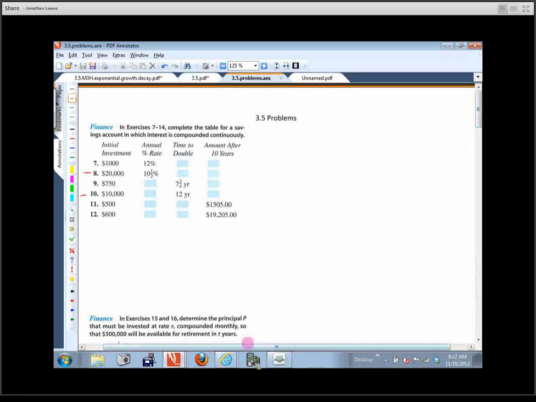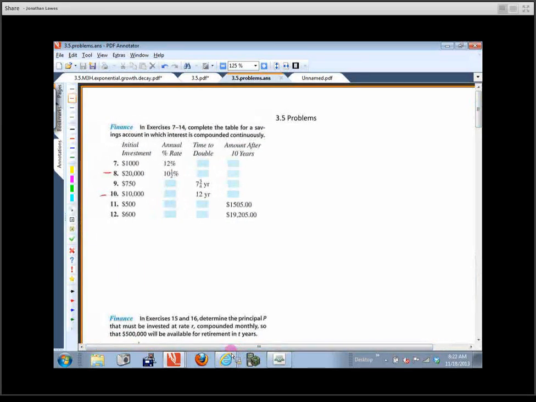So here's what we've got here. You've got several problems in this section right here. You'll notice that these don't have anything to do with population or radioactive decay or anything like that. This is just about money. And if you read the instructions, what's the key word in there? Continuous, okay? So it says this money is compounded, or the interest is compounded continuously.